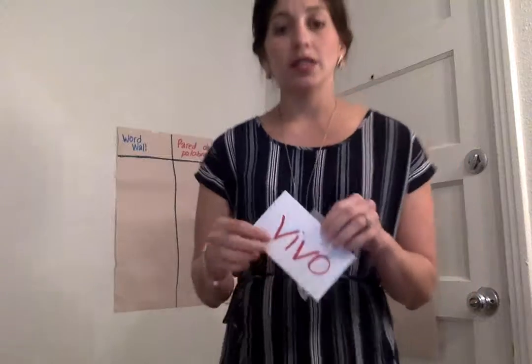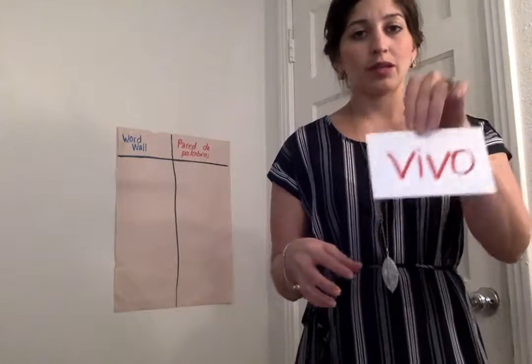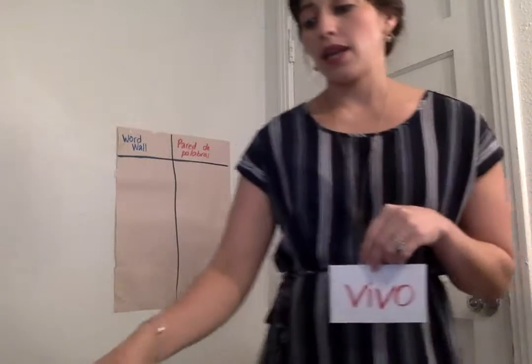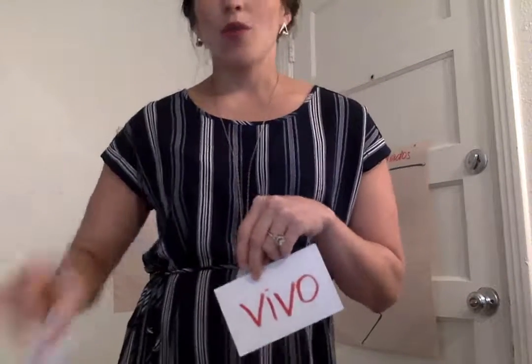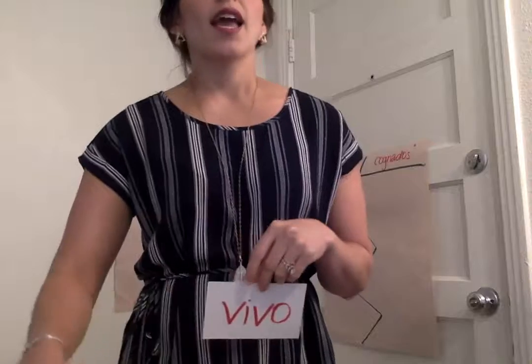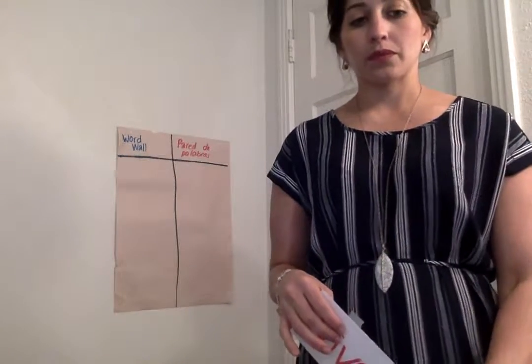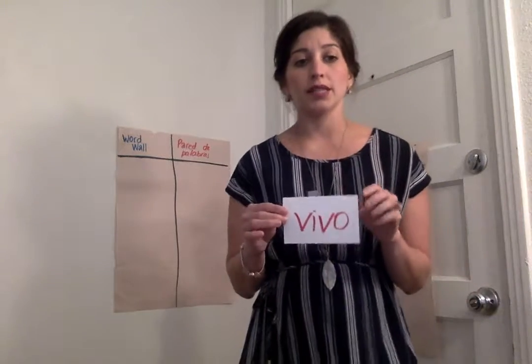Entonces, I have pre-made cards, okay? I know it's backwards, but it says vivo, okay, vivo, and then we have more vocabulary cards, inerte, and so on. So I would begin with showing them the cards, okay?